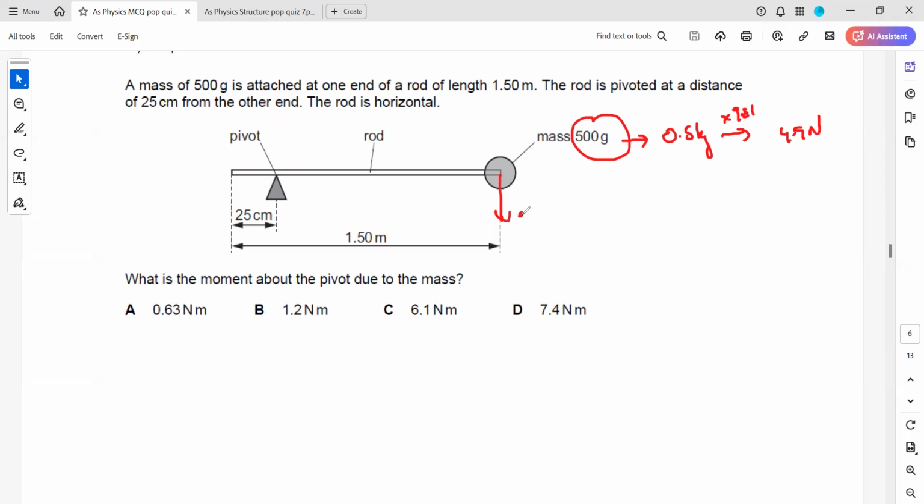So the weight acting is 4.9 Newtons, and we take the distance from the point of rotation, or pivot. If the total is 1.5 and this is 25, how much will this be? It will be 1.25 meters, because the total is 1.5, minus 0.25 meter or 25 centimeter, which gives 1.25. We need the turning effect, so it is force into distance. So 4.9 multiplied by 1.25. C will be the answer, which is 6.1, rounded off, 6.1 Newton meters.